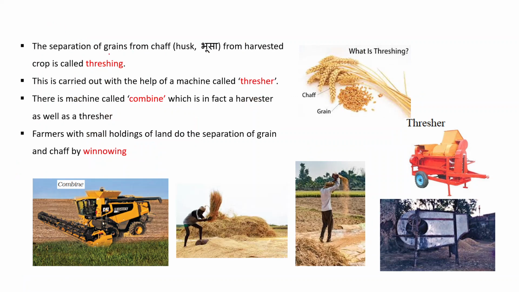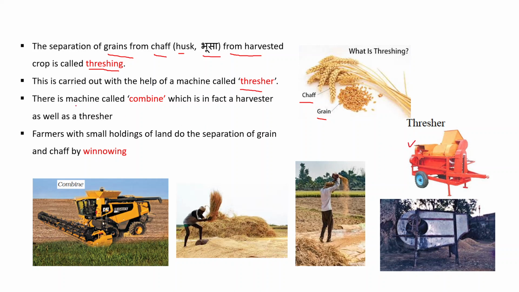The separation of grains from chaff, also known as husk, or in Hindi bhusa, which is eaten by the animals, from the harvested crop is called threshing. See, chaff is separated and grains are separated. This is called threshing. This is carried out with the help of a machine called a thresher. This is a thresher.